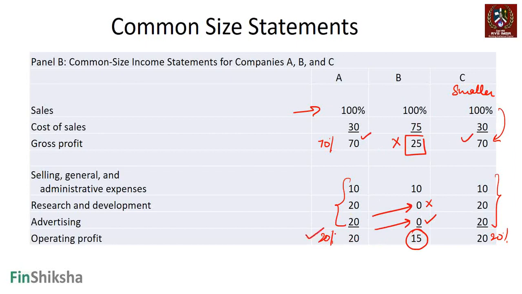In terms of profitability, you would choose company A and company C, but not choose company B because that's lesser. Selling, general and admin expenses are approximately the same percentage of sales for all these three companies, right? So that's a comparative analysis of these three companies. So the moment you convert it to common size statements, it is easier for us to comprehend and analyze these statements across companies, right?